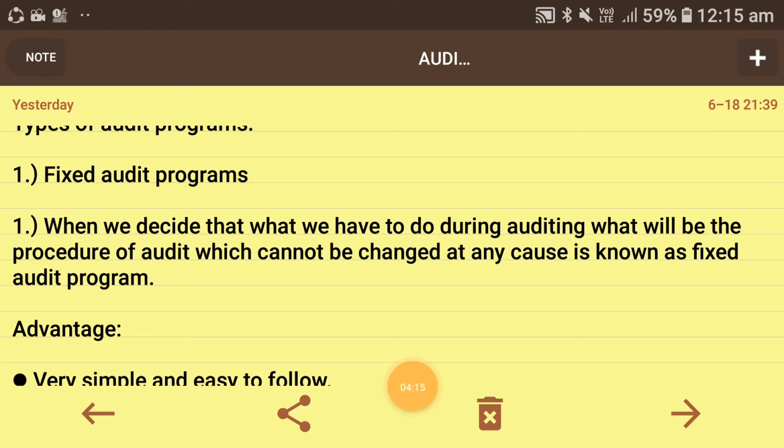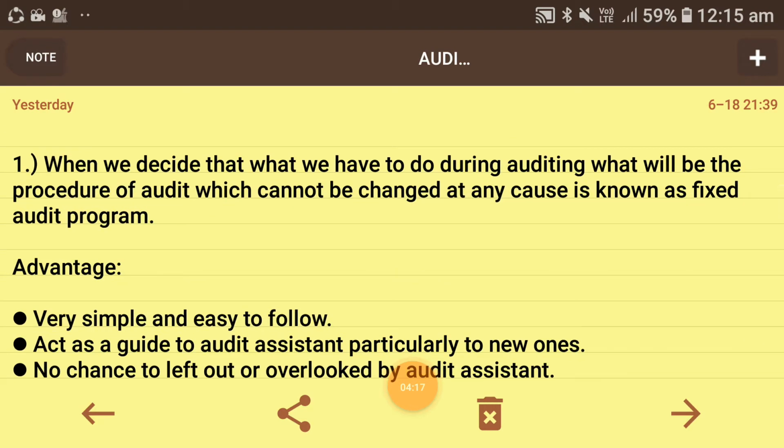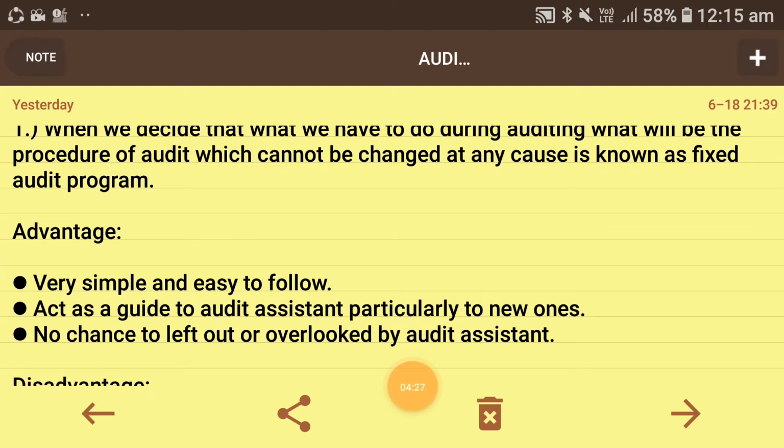If we talk about its advantages, the first advantage is that it is very simple and easy to follow. You are given any kind of task in written form, and you just have to read it and follow all the tasks written in the audit program. Next, it acts as a guide to audit assistants, particularly new ones. Yes, if a newcomer is performing audit work, then it acts as a guide.